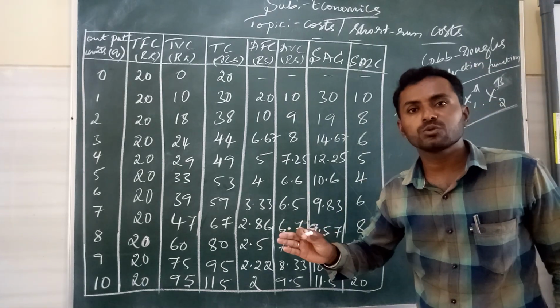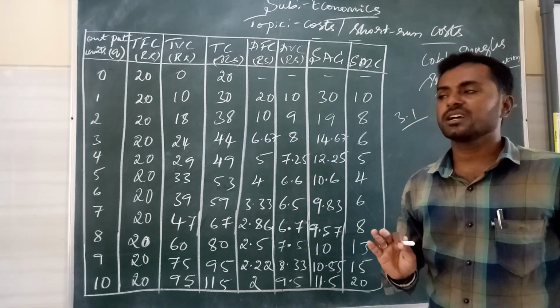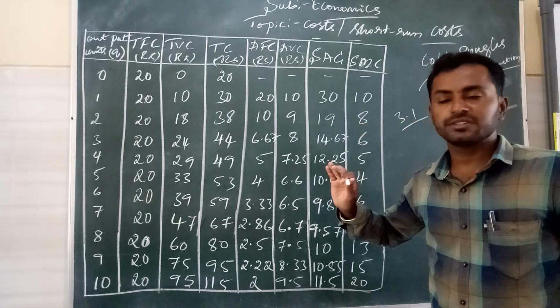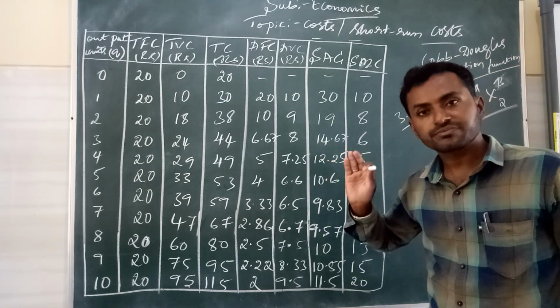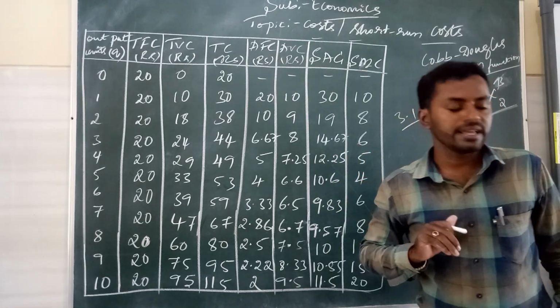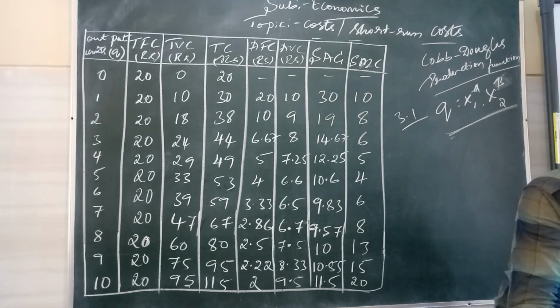We will ask a 2 marks question: write what are the types of short-term cost. Then you have to write these types: TFC, TVC, TC, SAC, AVC, AFC, and SMC. Okay. First, we have to know.